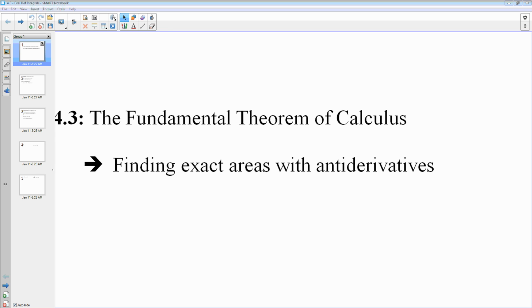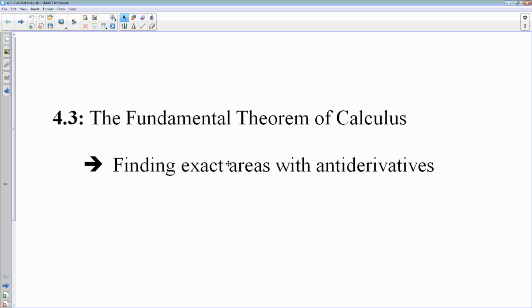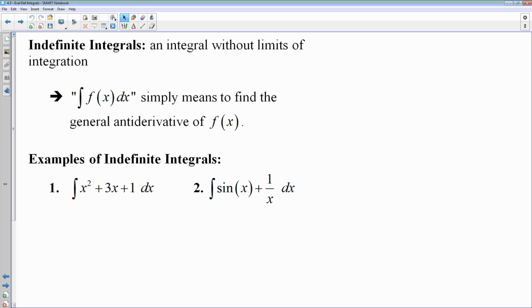Okay, finding areas, another approach to finding areas. And this one, we're actually going to learn how to find the exact area instead of using Riemann sum approximations. And the way we find exact areas is actually through antiderivatives. So let's revisit antiderivatives a little bit.